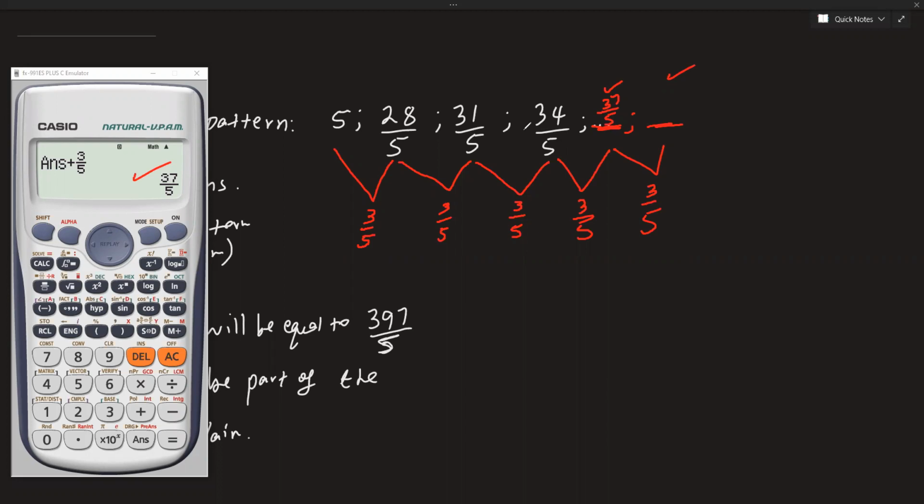Now here, I'm going to add another 3 over 5 to the answer. This gives me 8. Perfect, so we found the next two terms.